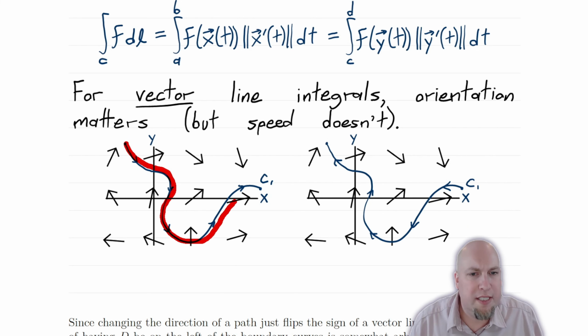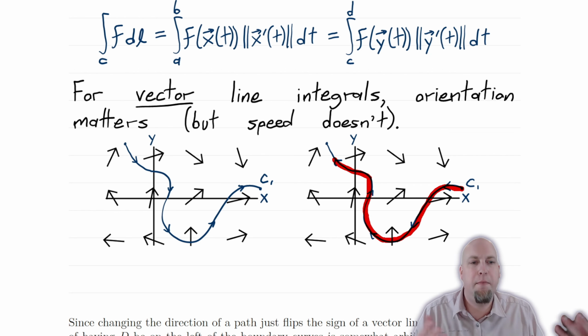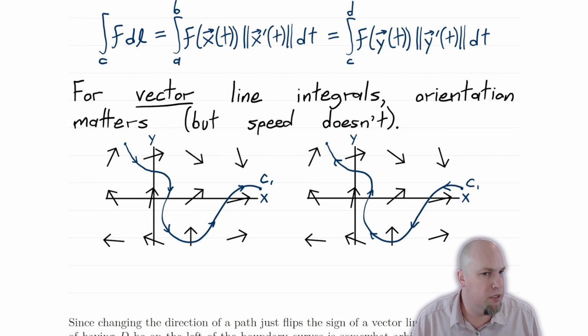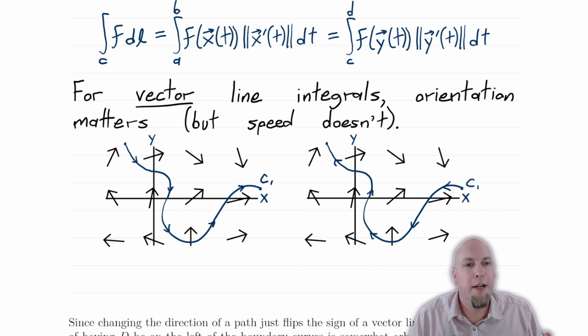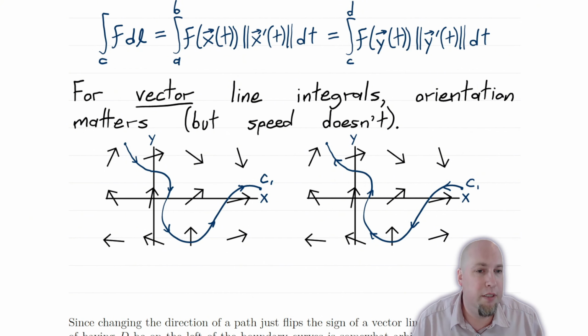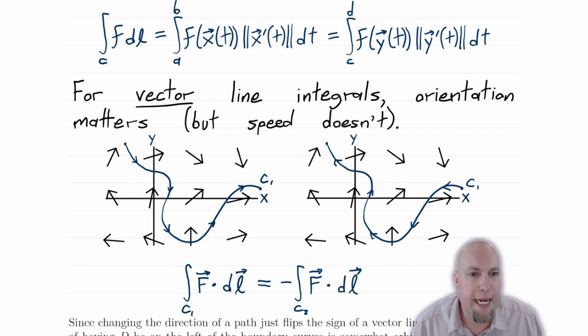Whereas this one, where now the particle is going the other way, this time the path is going in the opposite direction of the vector field. It's moving against the wind, so to speak. Down here it's going with it, but now it's going against it again. This time I think the negative contributions win out. This vector line integral on the right, I would expect is negative. The path is typically moving opposite to the vector field. So the relationship between these two vector line integrals is they're just negatives of each other, okay?